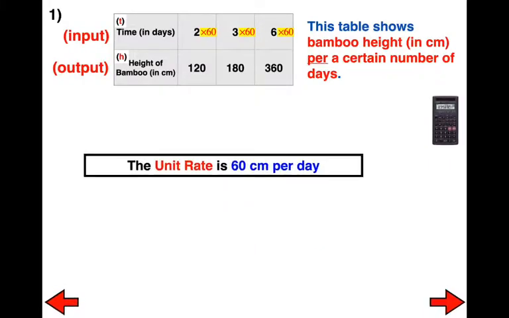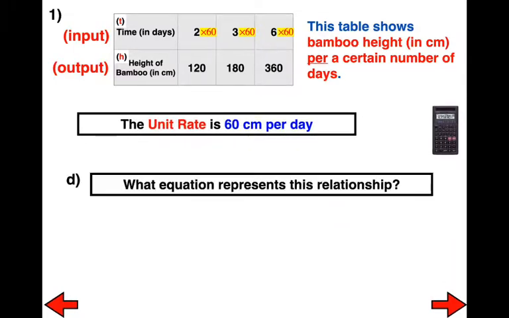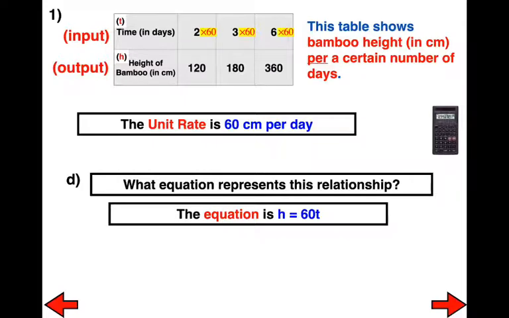All right, so we've got the constant of proportionality. We've got the unit rate. What equation represents this relationship? Well, first of all, we need to make sure we're checking to see if we're supposed to use other variables other than y and x. And, of course, we're supposed to use h and t. And so the equation should be h equals 60t.